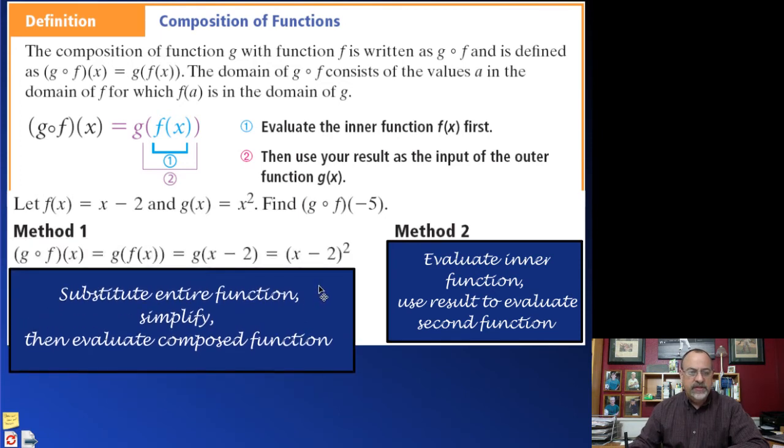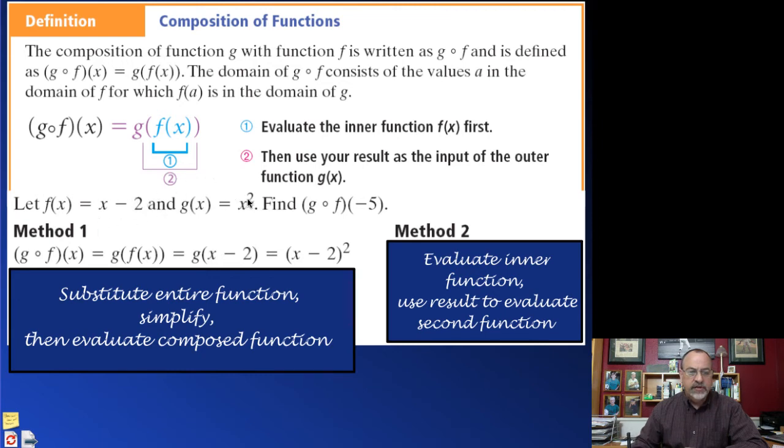In other words, if I choose this method, before I substitute in any value, like negative 5, I'm going to take the entire function and put it into the other function. In other words, because I'm composing g with f, that means the f function goes into the g. So I'm going to take this entire f function and substitute it in for x. So wherever I see an x, I'm going to put in x minus 2.